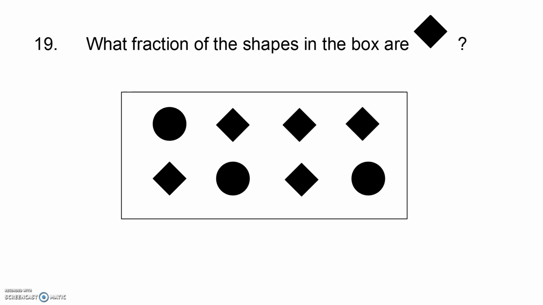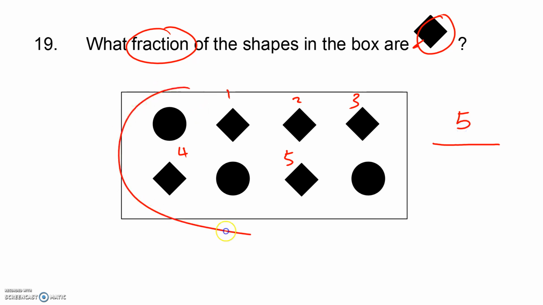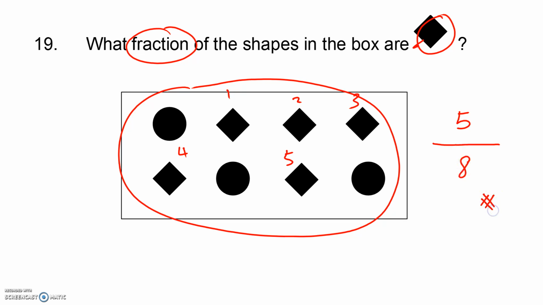Let's go on to question 19. Now you have a numerator, you have a denominator. What fraction is this shape over here? So you have got 1, 2, 3, 4, 5. And you have a total. Remember, the denominator is always the total number of 8. So this gives you the answer. 5 of the 8 total parts are squares.